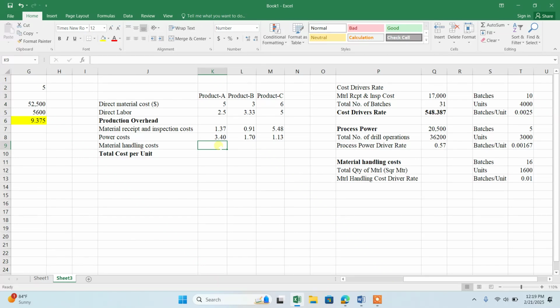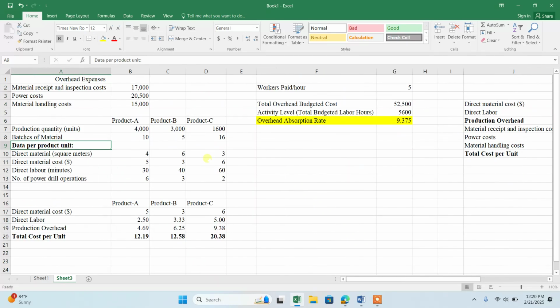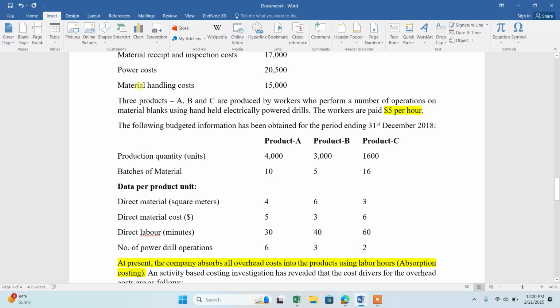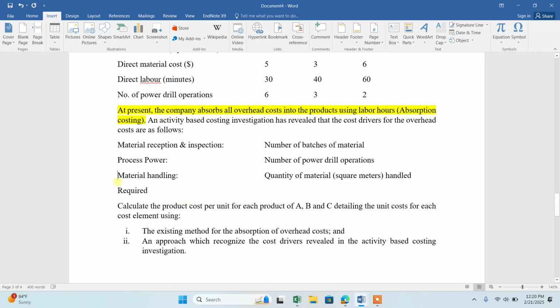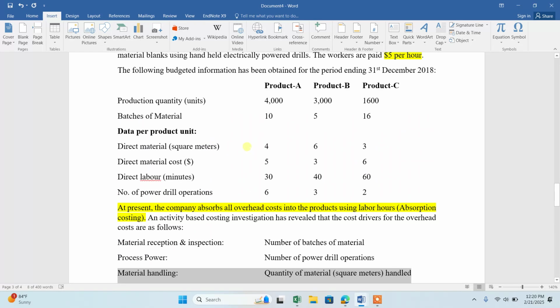Now I simply check the third one, the material handling cost, which is 15,000. What is the cost driver? The cost driver for material handling is the quantity of material in square meters. And interestingly, you can see that again, data is given for one unit. To produce one unit of product A, how many square meters of direct material do I need? 4. This is for one unit.